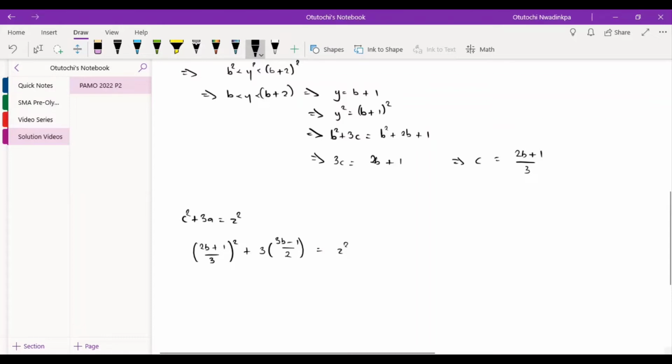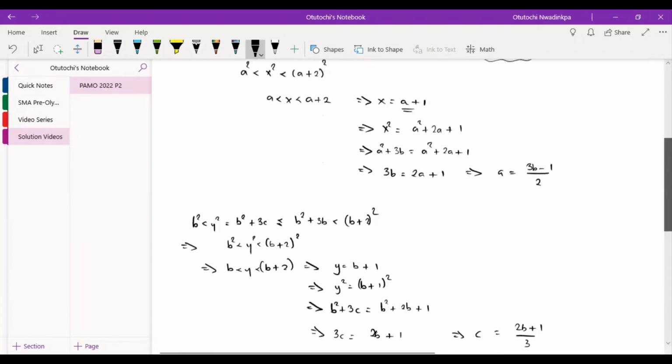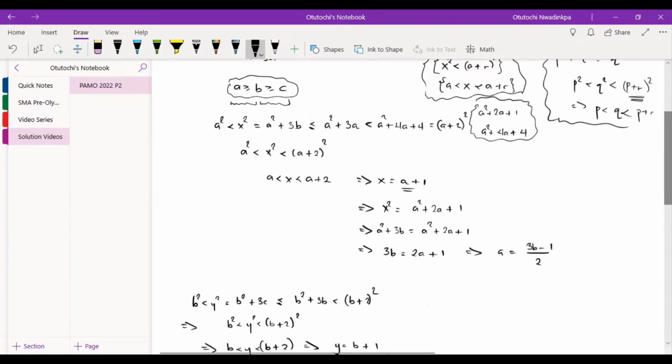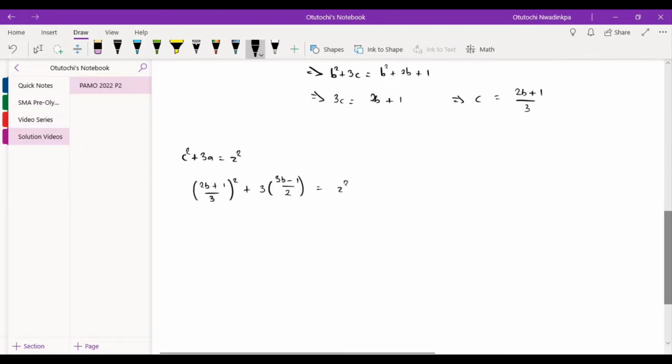Then, in a similar fashion to what we did here, we can now bound c, right? The same way we bounded a and b. So that's what we are going to do. But we can be smarter about this. Why? Because using 2b plus 1 over 3 and 3b minus 1 over 2 is going to bring in a lot of fractions, right? And working with fractions is not efficient. So we want to eliminate the fractions as much as we can.